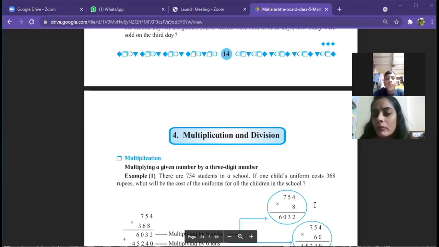Yes, Kedar and Bhavya. Multiplication word problems clear. What is multiplication clear to both of you? Yes, Ali. Kedar.